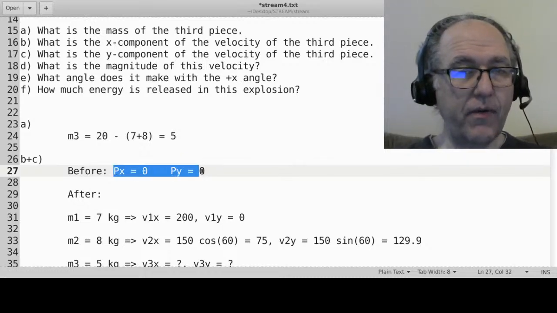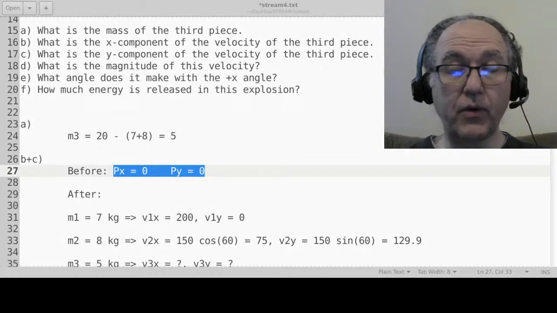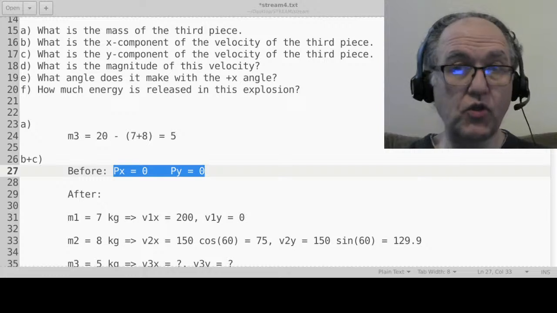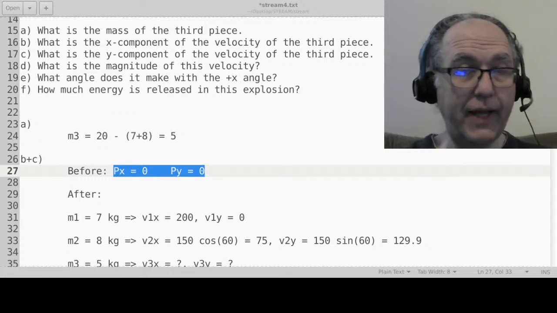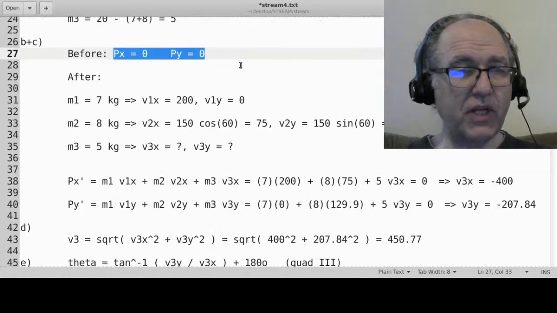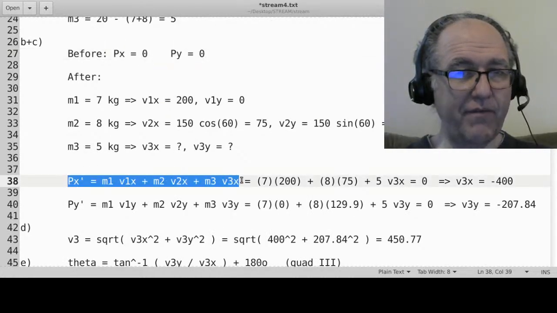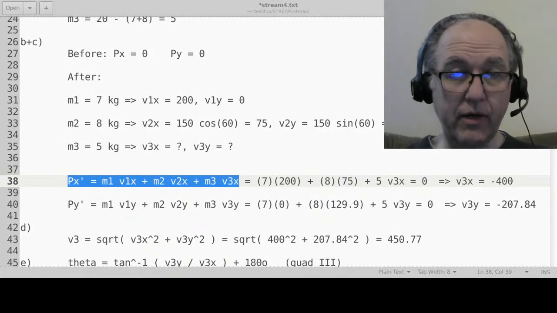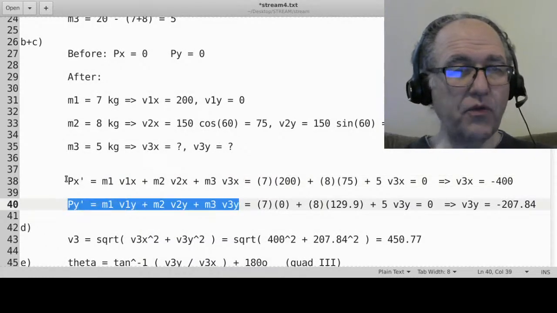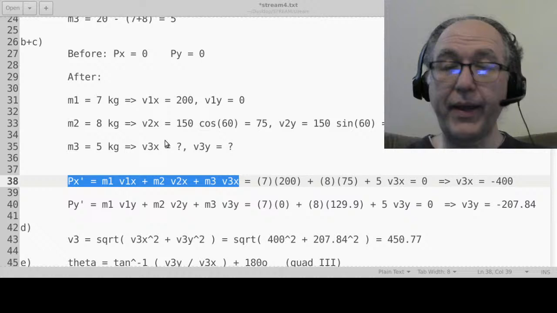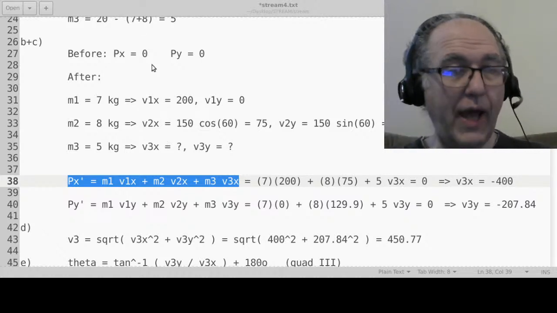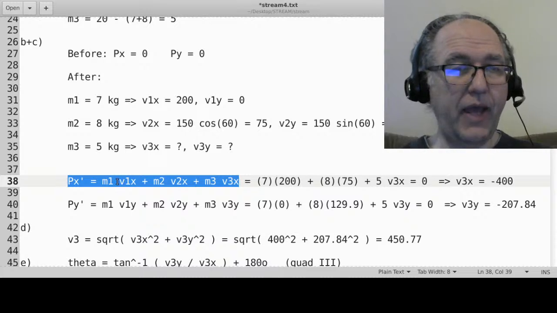Because momentum is a vector, there's both an x and a y component to it. And it's not moving in the x direction, it's not moving in the y direction, so there's just no momentum at all, x or y component. Now, after the explosion, we're going to have an expression that looks like this for the x component right there, and a similar expression for the y component, like that. The x and the y component are identical, except one is referring to the x and the other to the y. Let's go through the pieces.